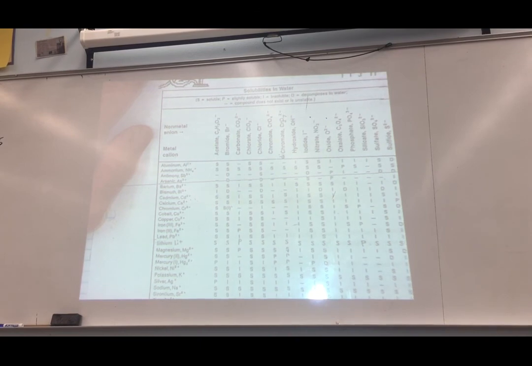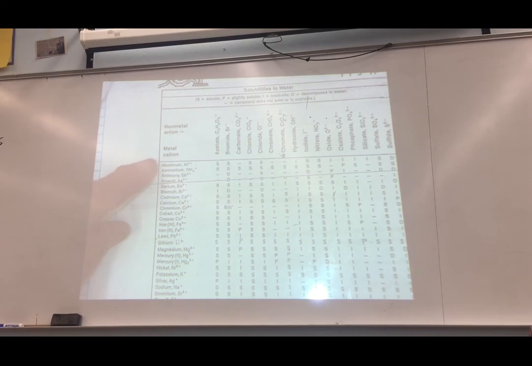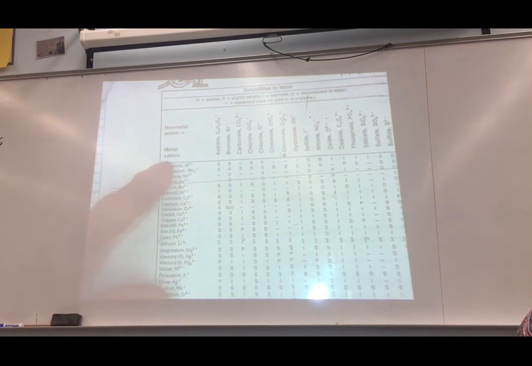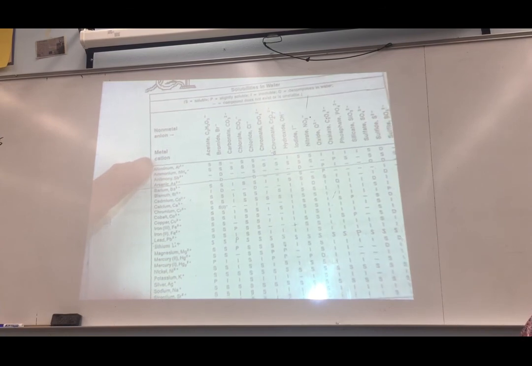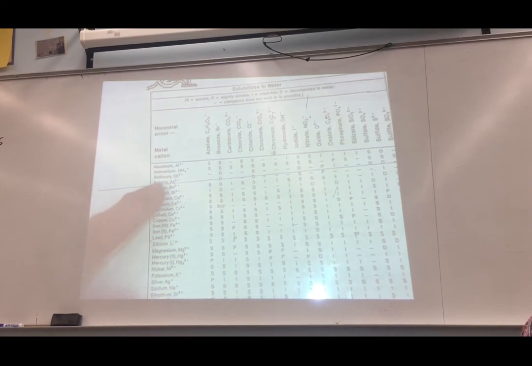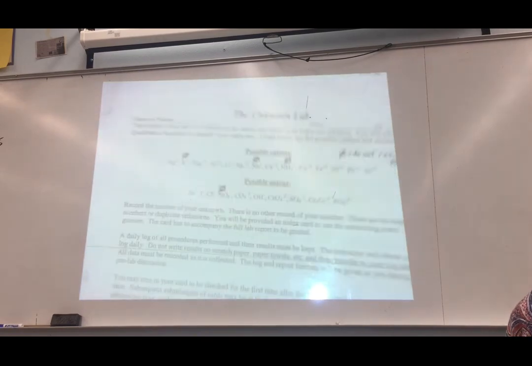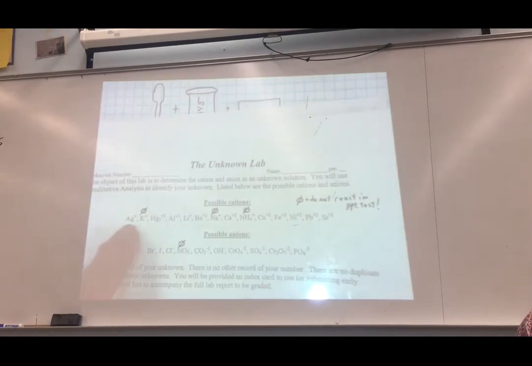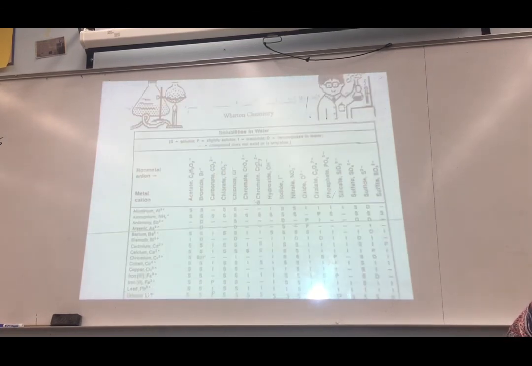And I want you to write over here, in other words, these are the cations right here. See them? Your cation is in there. But there are more cations there than are possible. For example, antimony is not a possibility. So what I want you to do is take this list here of possible cations: silver, potassium, and mercury 1. Do this.